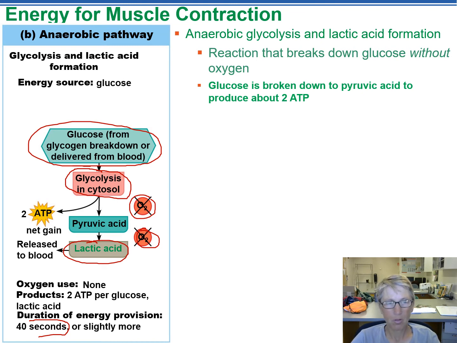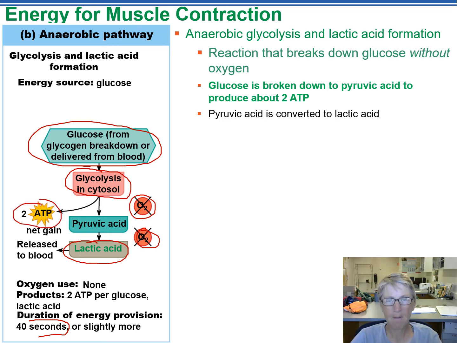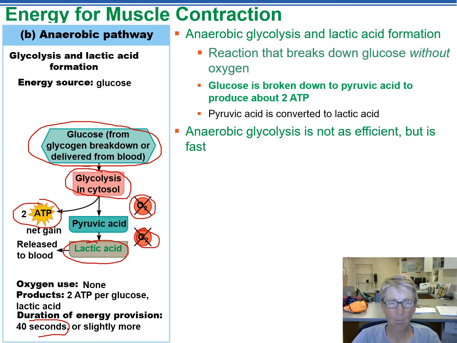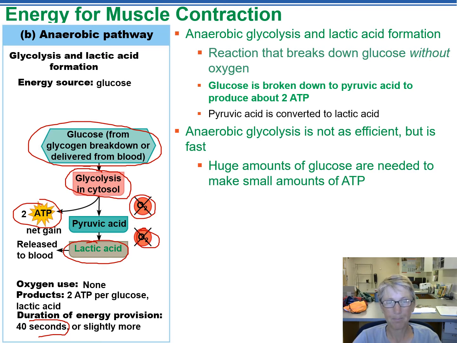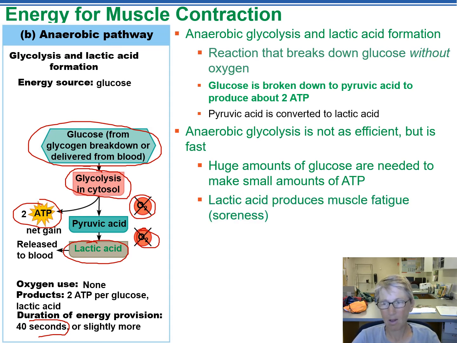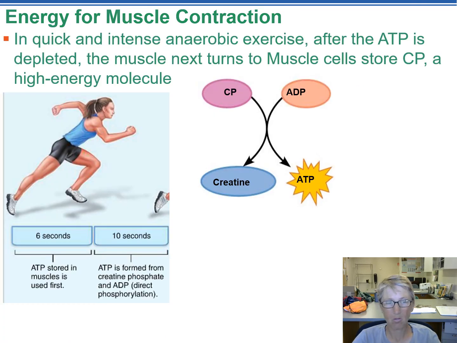And so take away from this, the glucose molecule is broken down to pyruvic acid to produce about 2 ATP in glycolysis. Anaerobic glycolysis is not as efficient as aerobic glycolysis, but it's fast and you can make ATP. But you need a whole bunch of glucose, and that glucose molecule doesn't get completely broken down, and you only make a small amount of ATP in anaerobic glycolysis. Lactic acid then, as you know, produces fatigue and soreness.